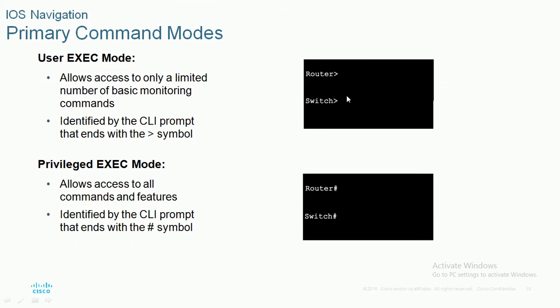This prompt is nothing but the user exec mode. And the router followed by hash is the privileged exec mode. User exec mode allows access to only a limited number of basic commands, not all other commands. It is identified by a greater than symbol. Privileged exec mode allows access to all commands and all features. It is identified by the router name followed by the hash symbol.